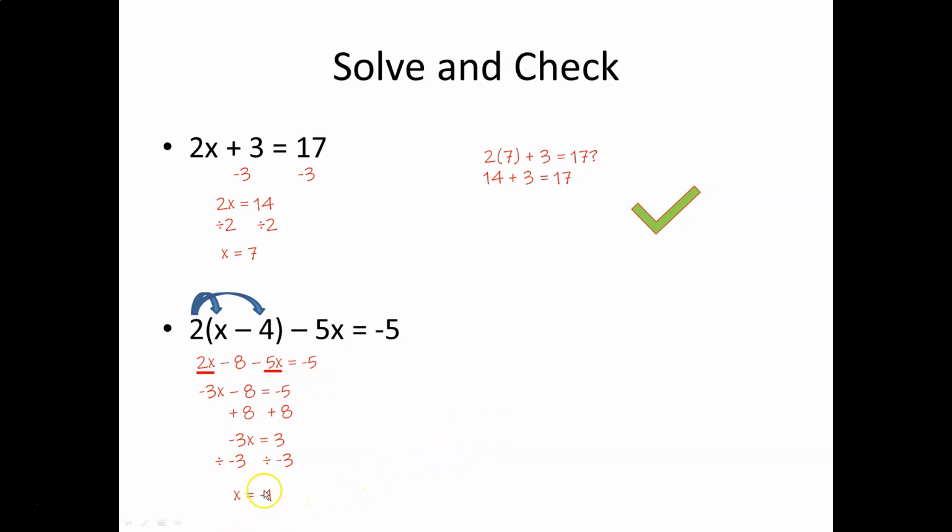We're going to plug that negative 1 back in for x in the original equation and follow the order of operations. So we do our parentheses, then we multiply and divide, then we add and subtract, and we're left with the correct answer.